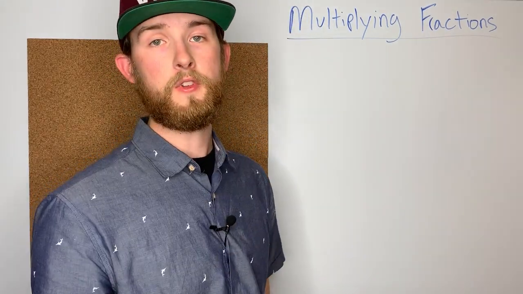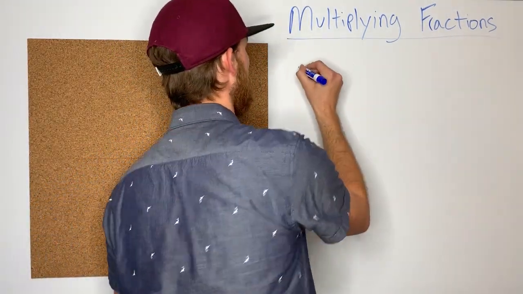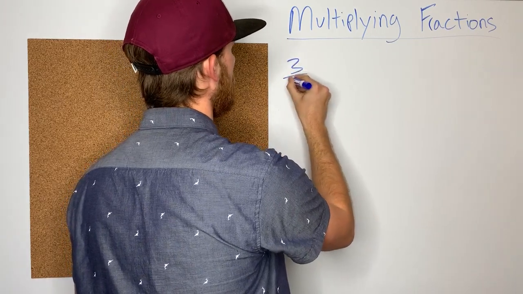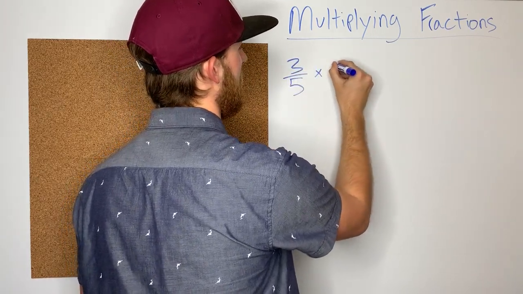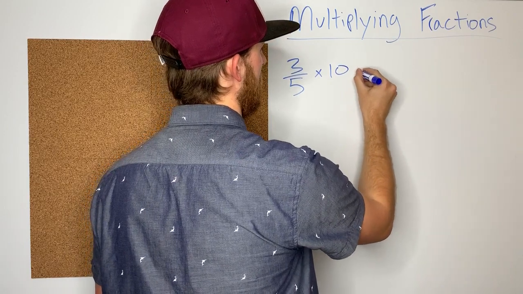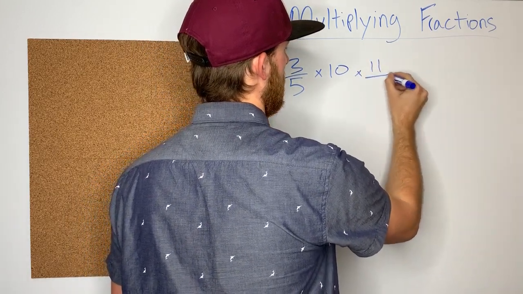All right, so let's do a little bit more difficult example now. We're going to go ahead and do 3/5 times 10 times 11/12.